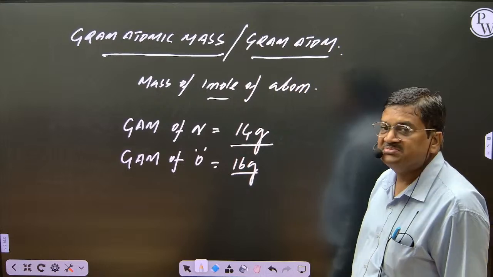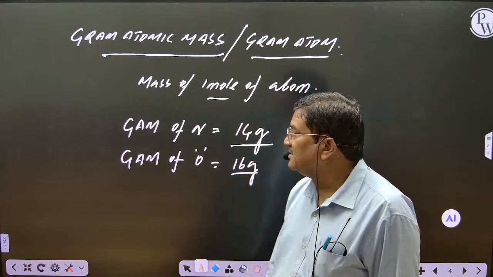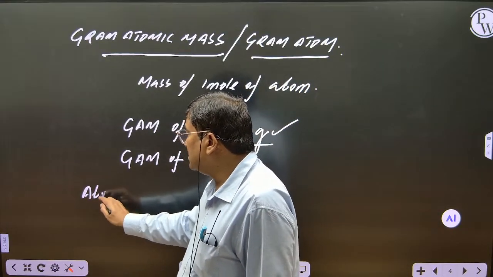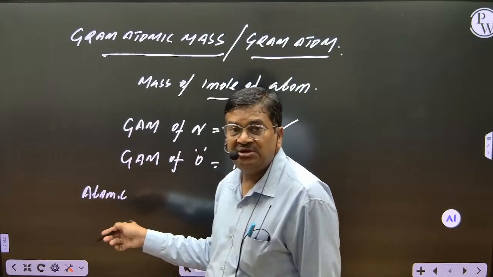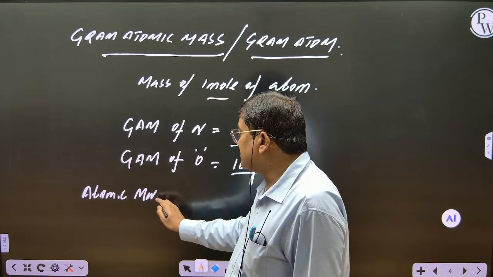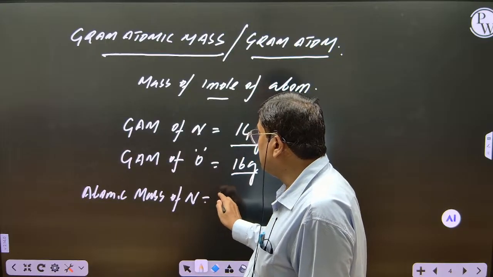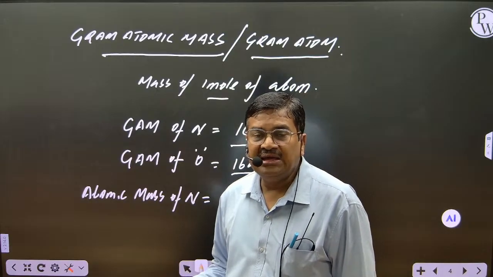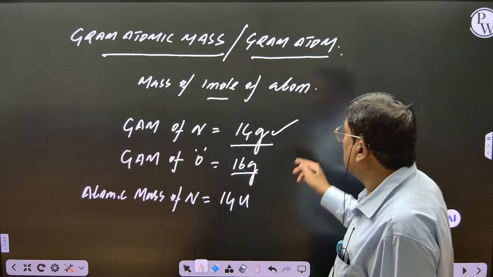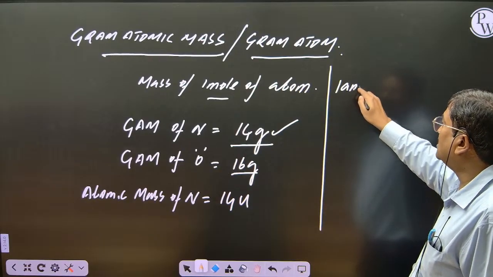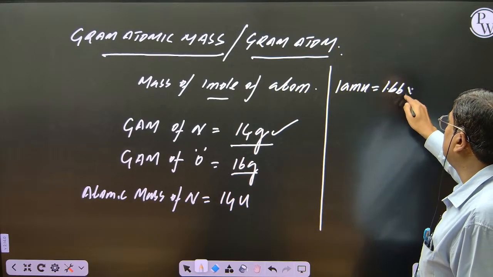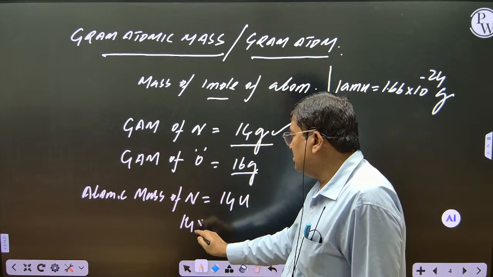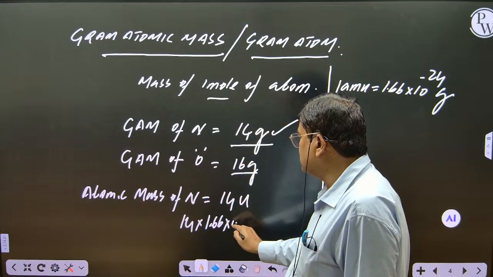So atomic mass expressed in grams is called gram atomic mass. How did I get this 14 g, students? You know the atomic mass of nitrogen; I told you to remember the atomic masses of 20 elements. Atomic mass of nitrogen, last class we discussed, is 14 U. What is U? Unified mass. And in the last class I told you 1 AMU is equal to 1.66 into 10 power minus 24 grams. So I have to multiply this 14 with 1.66 into 10 power minus 24.